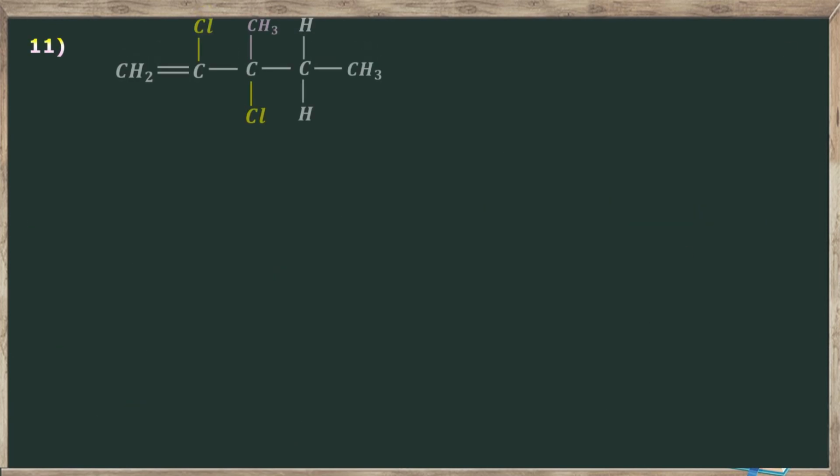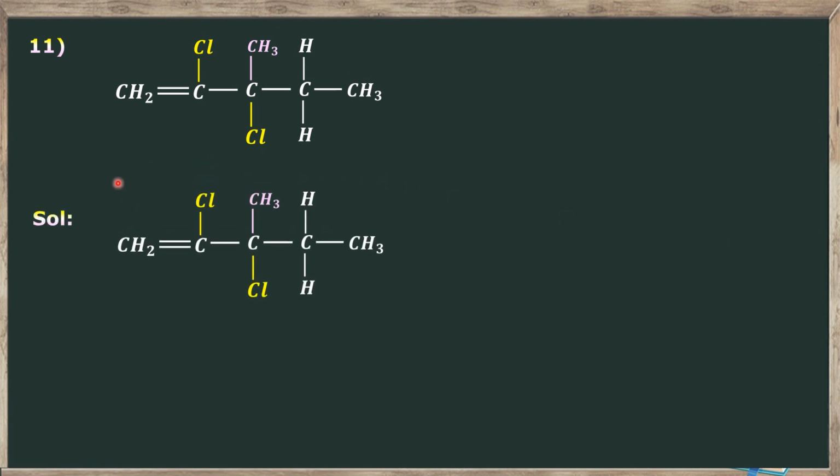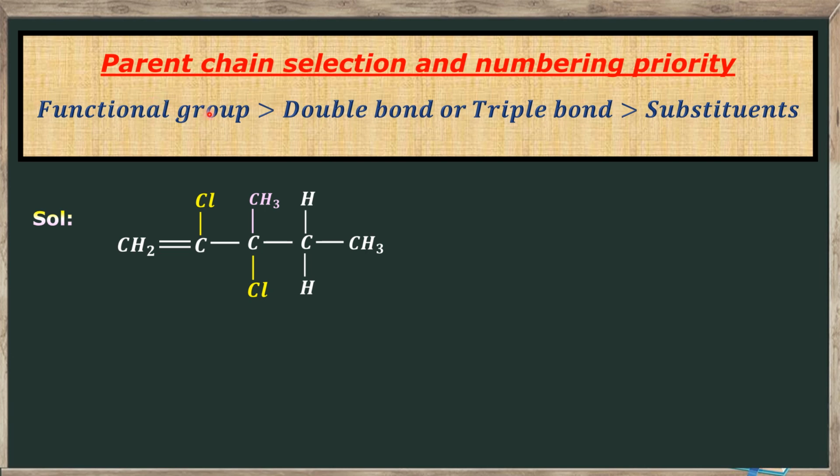Next, problem number 11, solution. In this compound, a multiple bond, that is a double bond, is present and substituents are present. This one is CH2 group only. Okay. So here this one is the parent chain. While selecting the parent chain and numbering it, we have to use this order. Functional group is given more priority than double bond or triple bond, and double bond or triple bond is given more priority than substituents. Here chlorine and methyl are the substituents, but here a double bond is there. So this one is the parent chain.